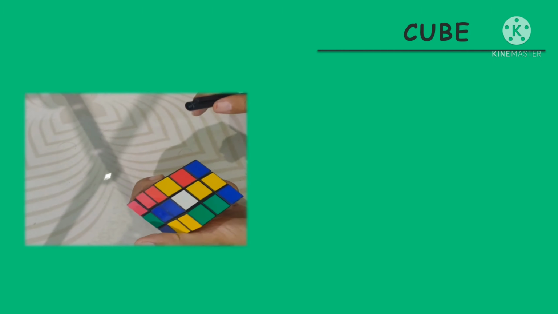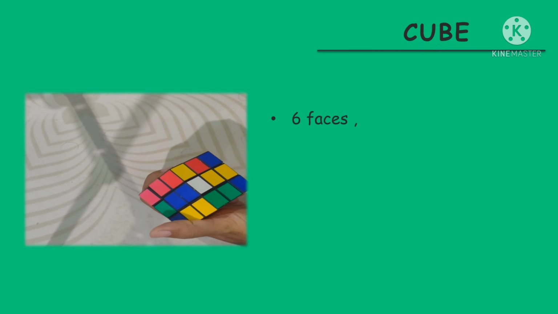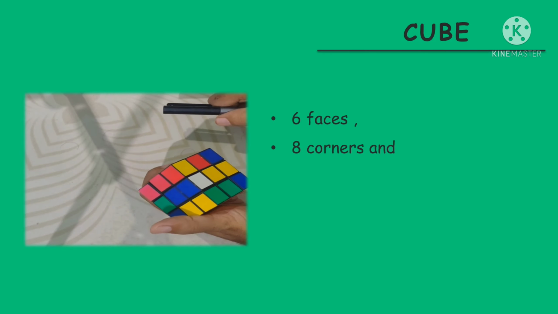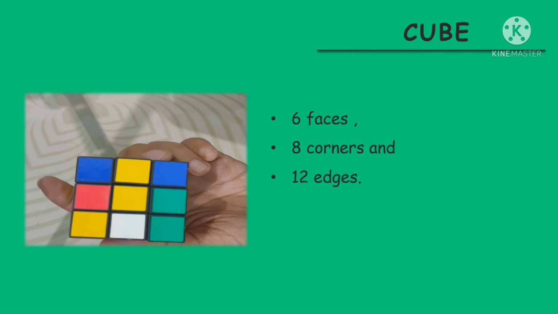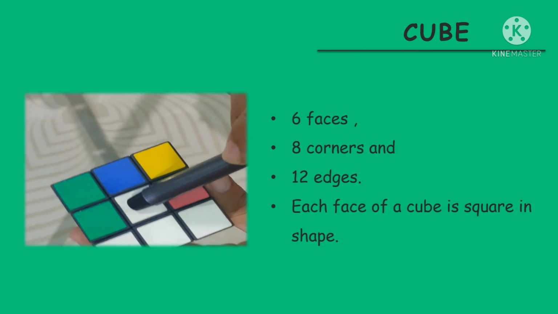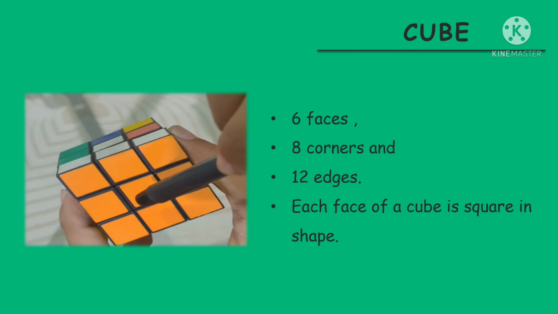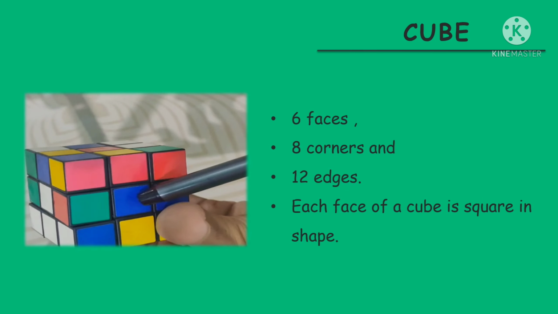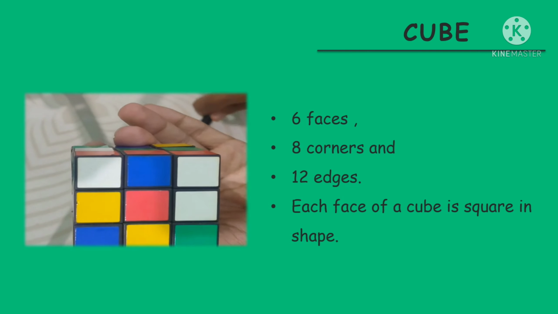Cube. A cube is a solid shape which has 6 faces, 8 corners and 12 edges. Each face of a cube is square in shape. So let us now count the number of faces. 1, 2, 3, 4, 5, 6. So these are the 6 faces.